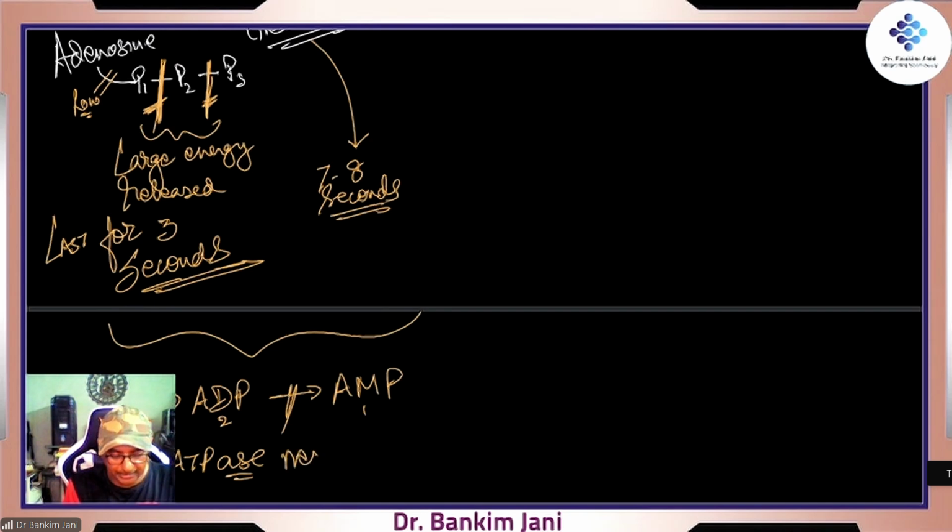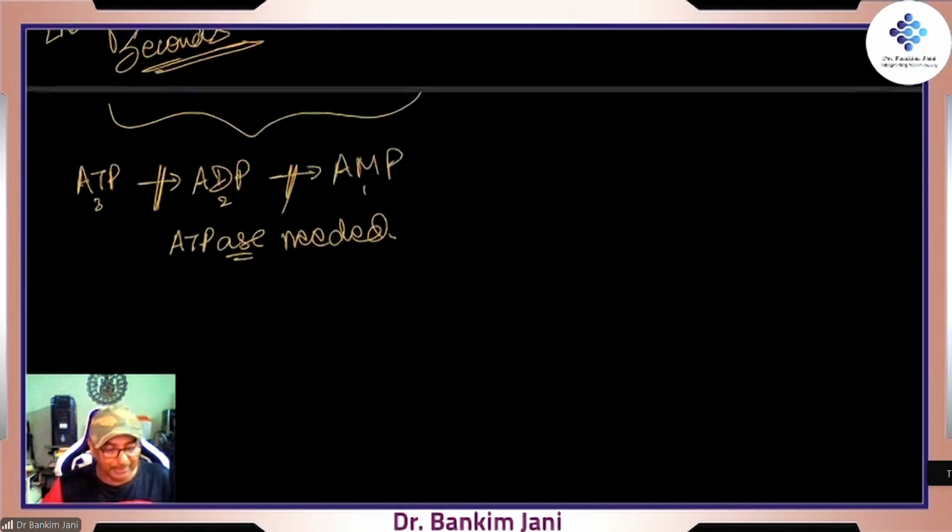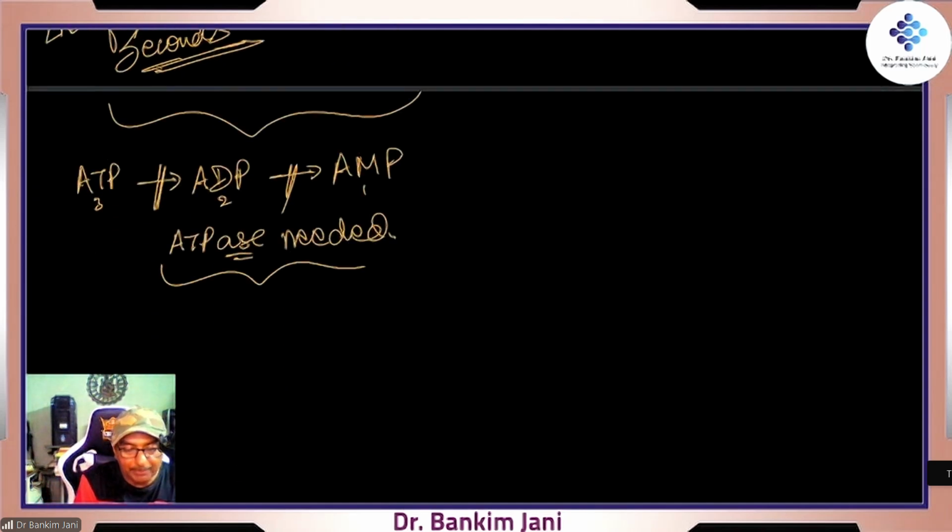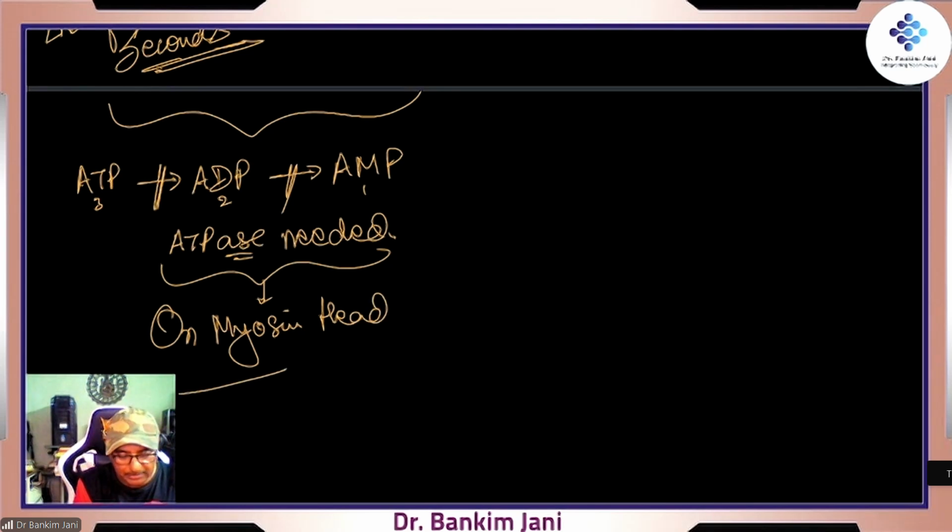So this is the ATPase which is needed. From where will you get this ATPase? Well, this ATPase is present on the myosin head. Myosin is like this structure. So this is the myosin head, from the actin and myosin filaments. Out of that, it is this myosin. On the head of the myosin, this ATPase is stored. But then, how will it come out? Well, calcium is needed.